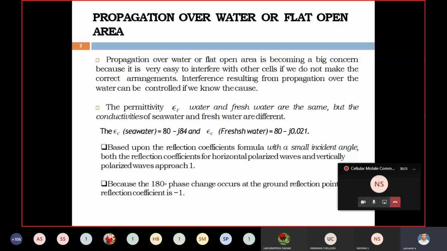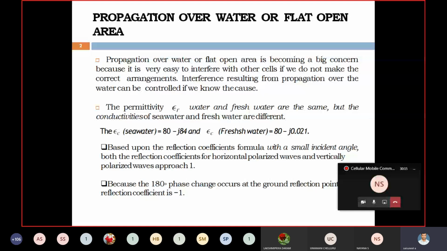When is the reflection coefficient equal to 1, and when is it equal to -1? The reflection coefficient is equal to 1 for a small incident angle. And the reflection coefficient is equal to -1 when the incident angle is more, and the signal undergoes a 180 degree phase change due to reflection.